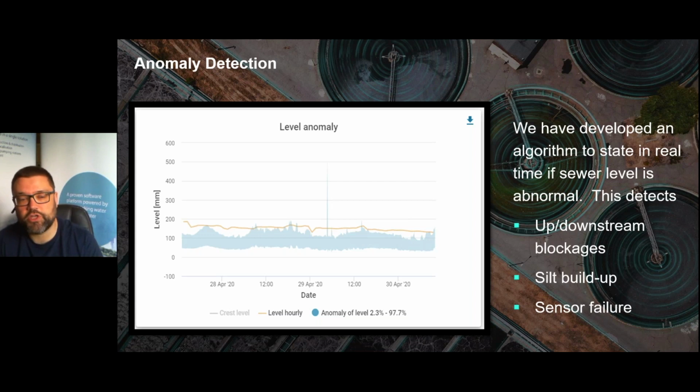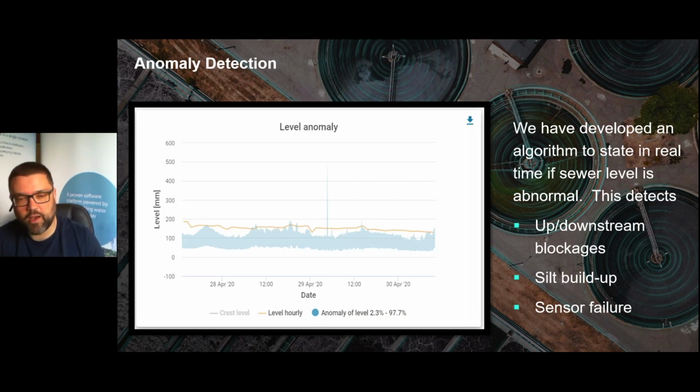Here we've got the blue shaded area, and that's what the algorithm is saying the level should be in the sewer. And you've got the orange trend, which is consistently above that band. That's an indication of maybe one or two things. It could be an indication of a silt buildup, that you've got dry matter in the pipe, or it could be an indication of an up or downstream blockage. It's unlikely to be a sensor failure in this case.